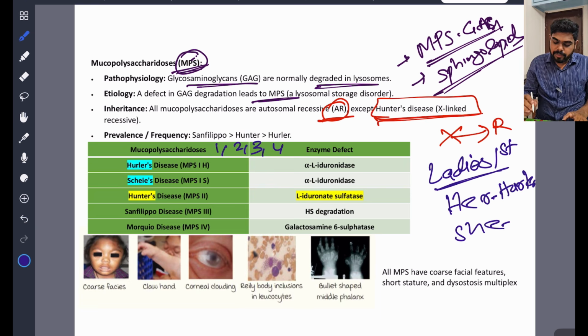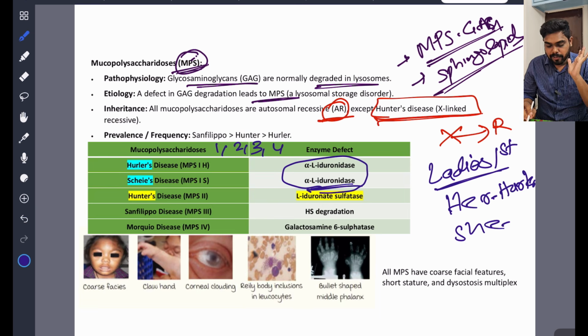You should know something like this: the enzymes are common. You can see here the enzyme is common: alpha-L-iduronidase. They won't ask the enzyme defect, as this is common. So type 1 is alpha-L-iduronidase deficiency, an enzyme defect that causes this. And ladies are first, her and she.